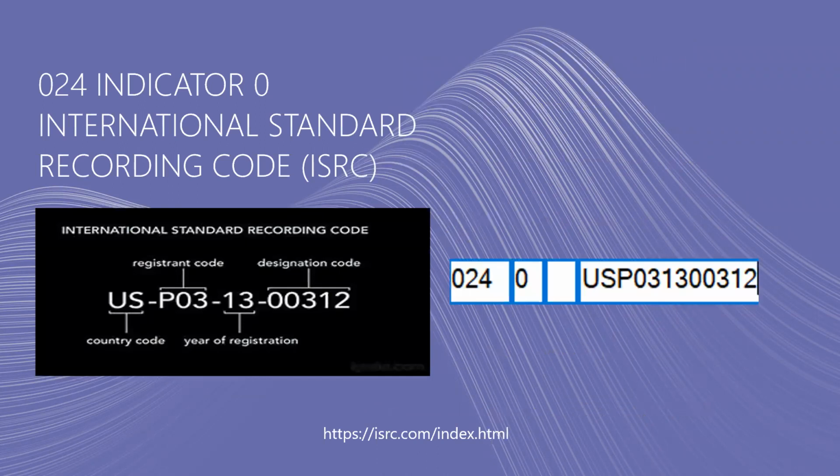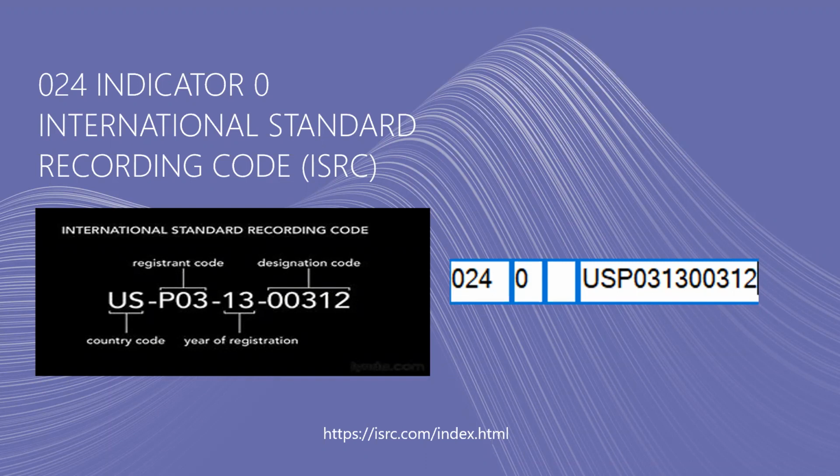So we'll start with indicator 0 for the 024, which is the International Standard Recording Code, or the ISRC. That's the globally recognized standard numbering system for audio and music video recordings. It functions as a universal identification number for each sound recording. And the ISRC, as you can see, is a string of 12 alphanumeric characters broken into 4 elements separated by hyphens.